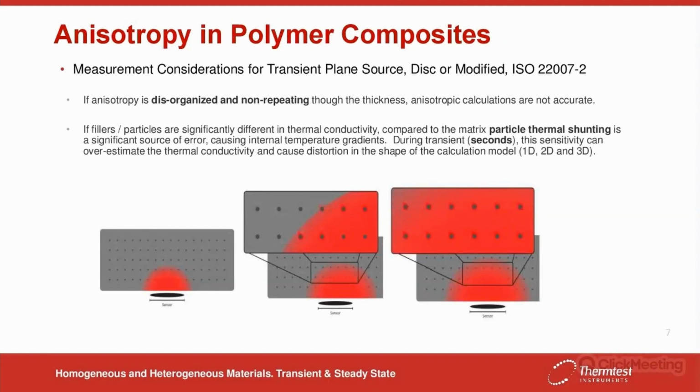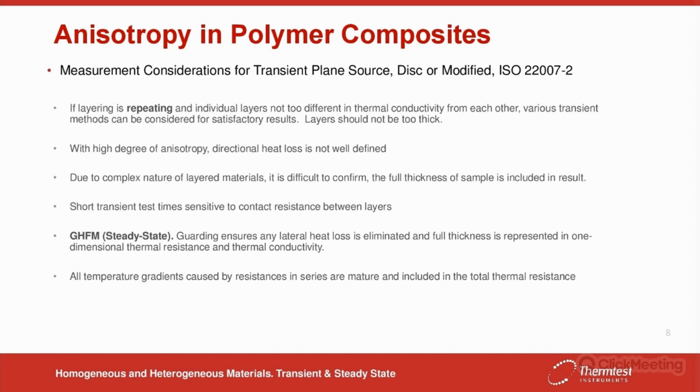So therefore, for accurate results with these two approaches, one being isotropic or bulk, the second being anisotropic, there are some very tight assumptions that you have to know about your material to ensure you're getting accurate results. Anisotropy could come in other forms, such as layering. If the layering is repeating and individual layers are not too different in thermal conductivity from each other, again, transient methods could be satisfactory. Layers should not be too thick or too different from the matrix that they're in.